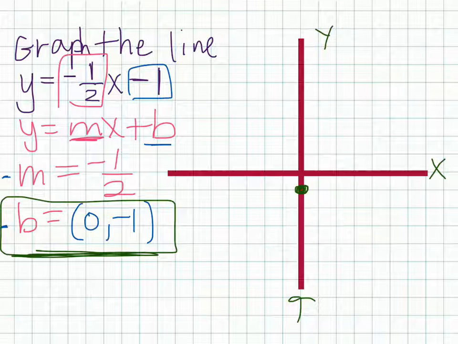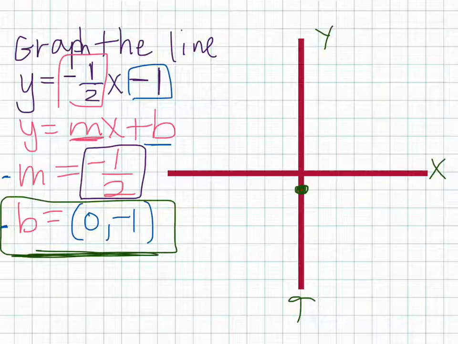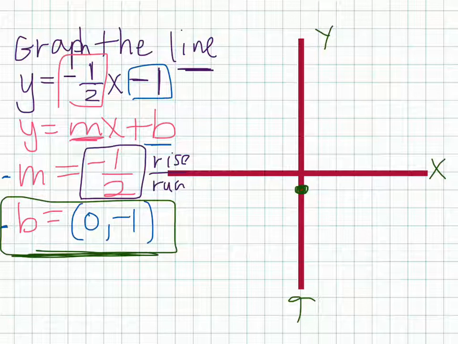And now from there, we are going to plot our slope. Using that y-intercept, we start there and plot our slope, which is negative 1 over 2. Remember, slope is rise over run. Another important thing to point out is if the line is pointing this way, it's a negative slope. If it's pointing over here, it's a positive slope.